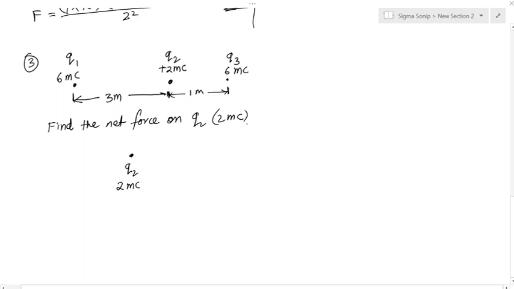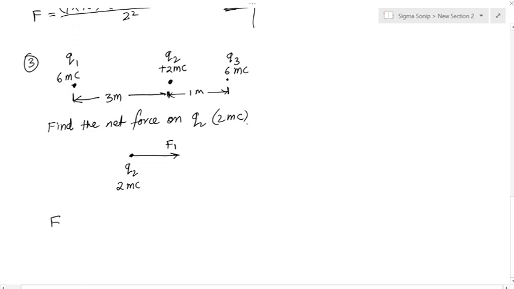So we can first consider Q1 and Q2. Q1 and Q2 both are positively charged, which means there will be repulsion between them, which means that Q2 will be pushed away by Q1. And this is the force that pushed away, meaning Q2 will experience a force towards the right because of Q1. So let me call that F1.